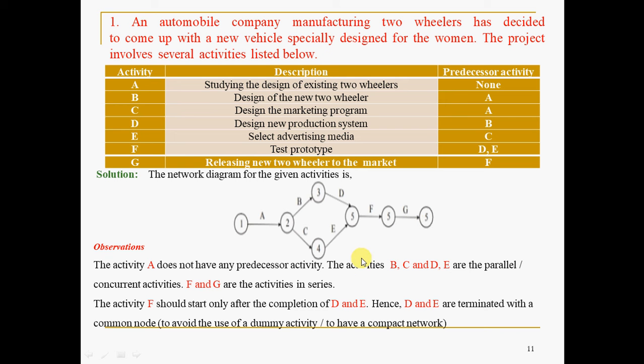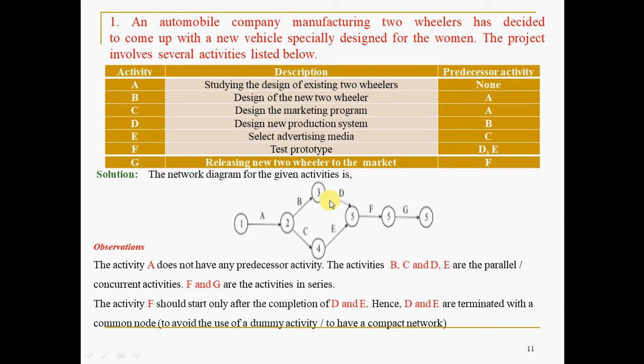Fine. There is a typographical mistake. 5, 6 and 7. It's not the same number. Okay, what I'm trying to say is there is no predecessor activity for A. B comma C can be taken simultaneously. D comma E simultaneously can be taken. And as per the logical relation, only after completion of D comma E, F should happen. That's what is happening. After D comma E, they are terminating with a common node F. And after F, G you can take. So the activity F should be only after completion of D and E. Hence D and E are terminated with a common node to avoid the use of the dummy activity, to have the compact network, we can say.